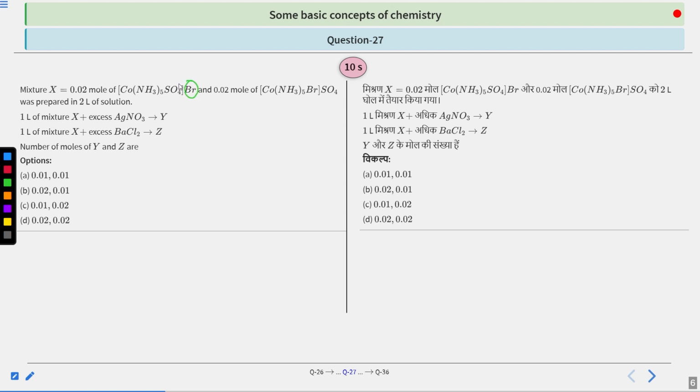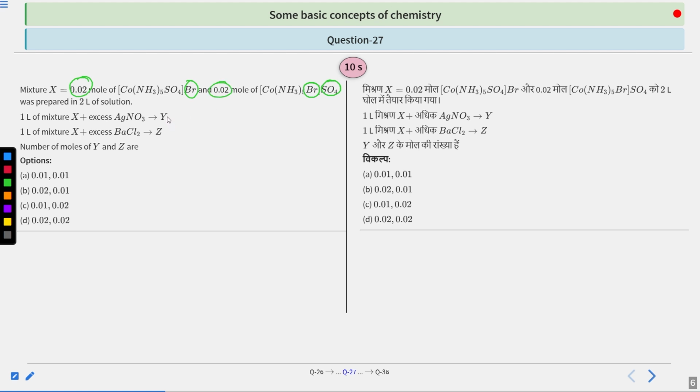Okay. Now in the same mixture we have Co(NH3)5Br, in which Br is present inside the coordination sphere, whereas SO4 is present outside the coordination sphere as the ionizable part, meaning it can be ionized. And next, we know that the amount is 0.02 mole of each of these.